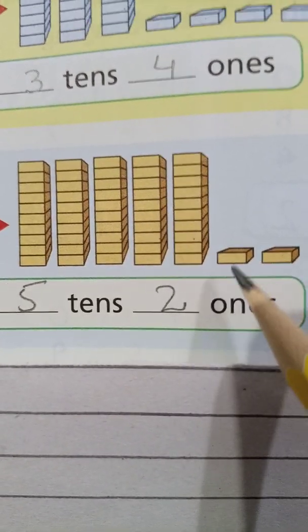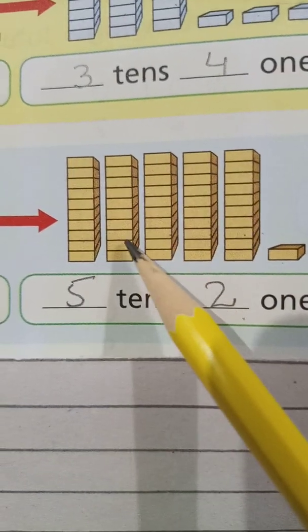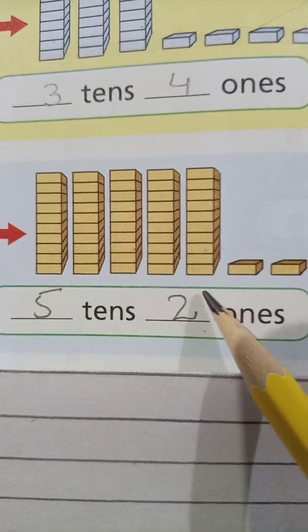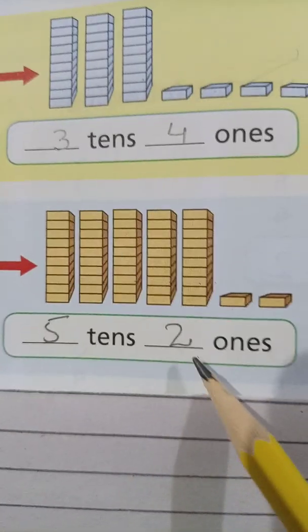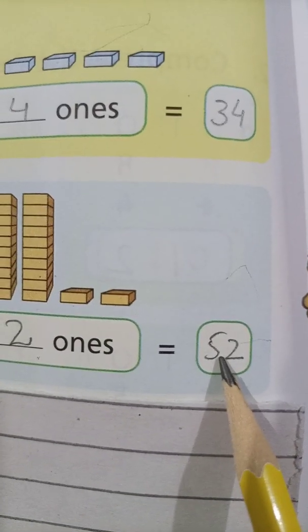In this way we have taken the 2 loose boxes into the ones column and the remaining 5 boxes into the tens column. So what will be the number? The number will be 52, and we have written the number 52 here.